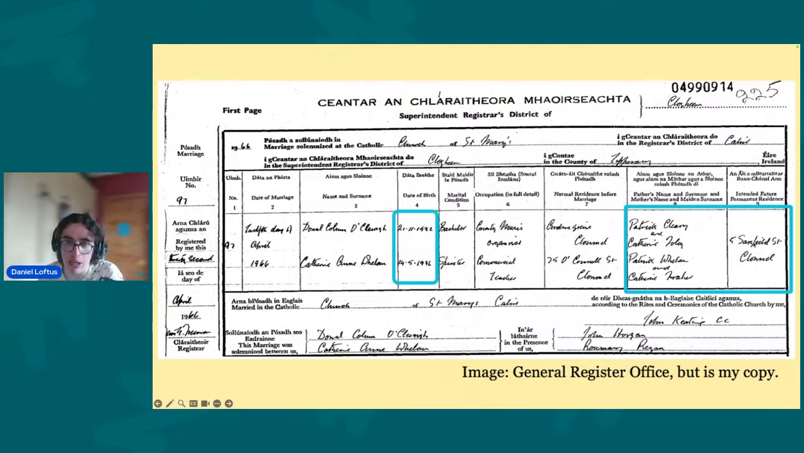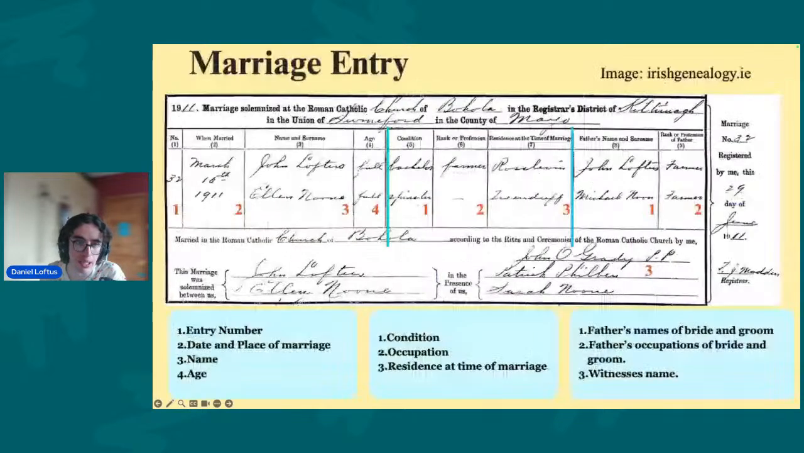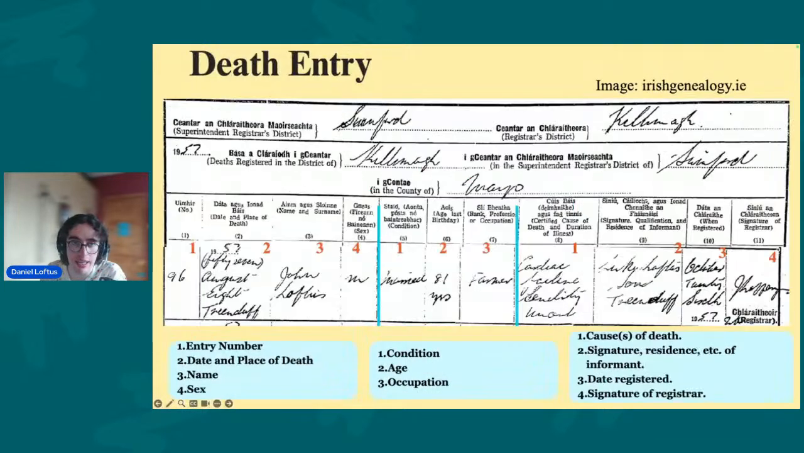And then the last column here was the intended future permanent residence. So it tells you where they were hoping to end up living. They were intending to live at 5 Sarsfield Street in Clonmel in Tipperary. That's what that gives me, which I really like that addition. So if you order any certificate after 1956, you will have this new format rather than this one, which is really nice.